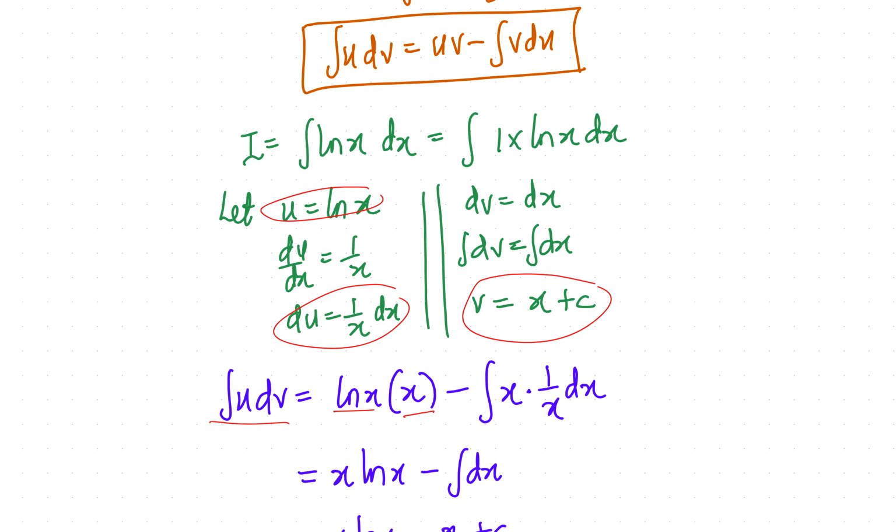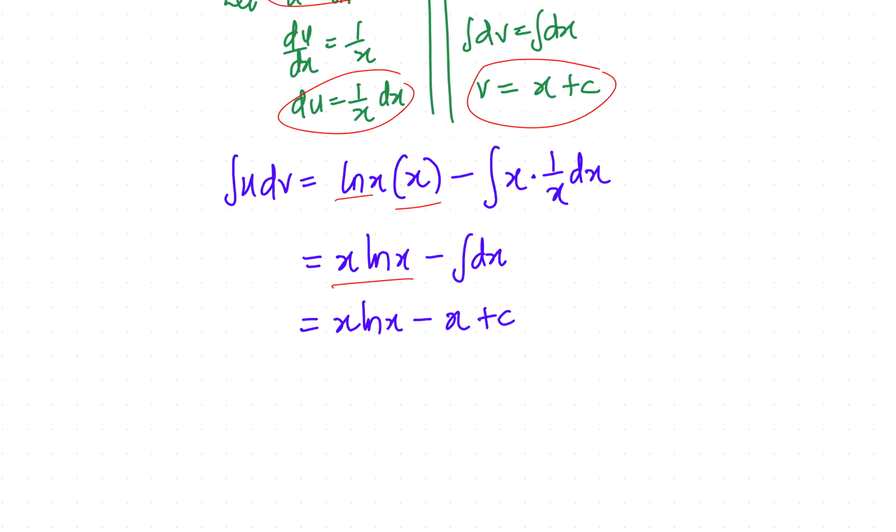So you can then go ahead and tidy things up. ln x times x is actually x ln x. Don't make the mistake of saying it is ln x squared. No, because ln x is covering x like this, so the x has to come back. So you have x ln x minus, this cancels out, so you have integral of dx left. So you have x ln x minus integral of dx. So this is x ln x minus, when you integrate dx, you get x. Then you can now add the arbitrary constant c.